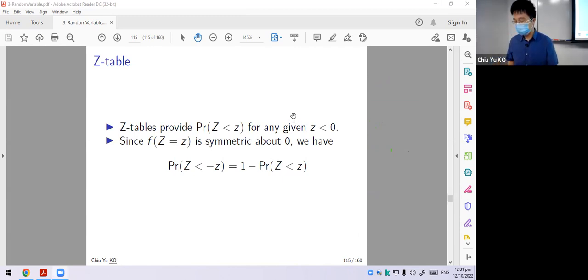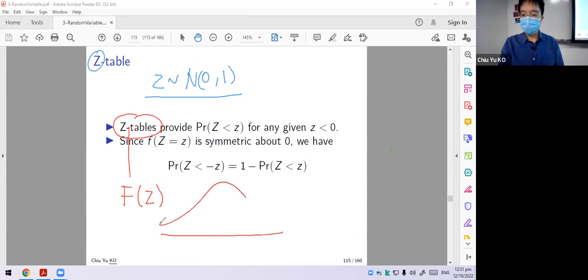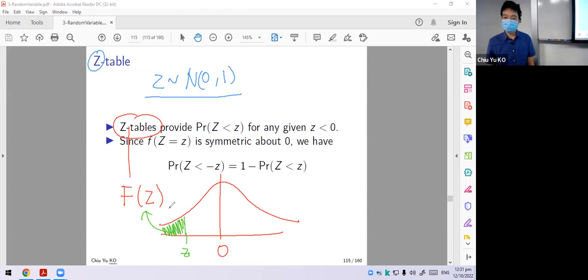As I said, we will have a table. And this table, right? Z, remember what Z is? Z is normal 0, 1. And what we are doing is we will have a Z table. The Z table actually gives us what is F of z. Or in other words, if you give me a z, this table will give you this number. That is what the Z table tells us.